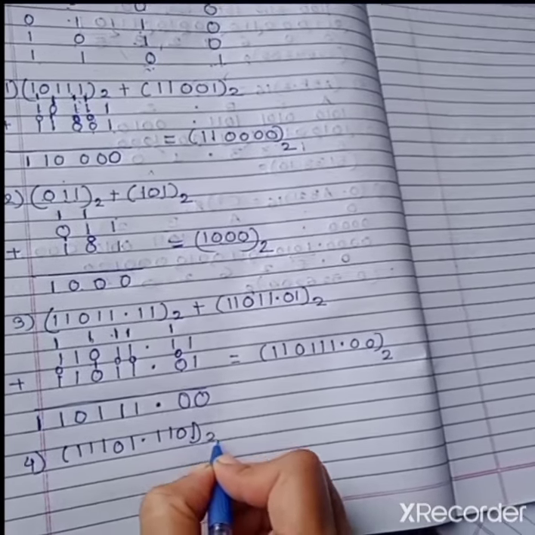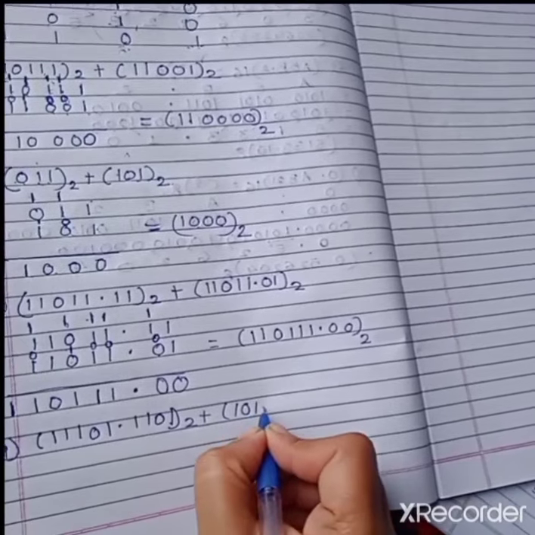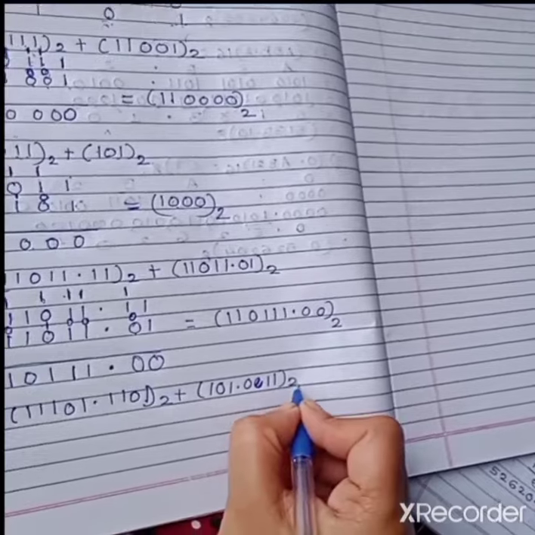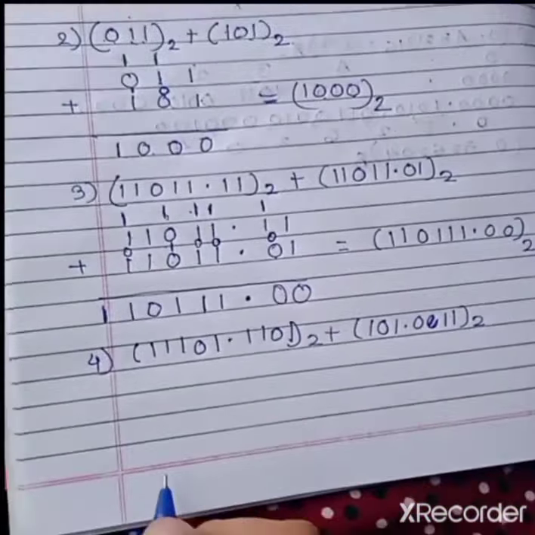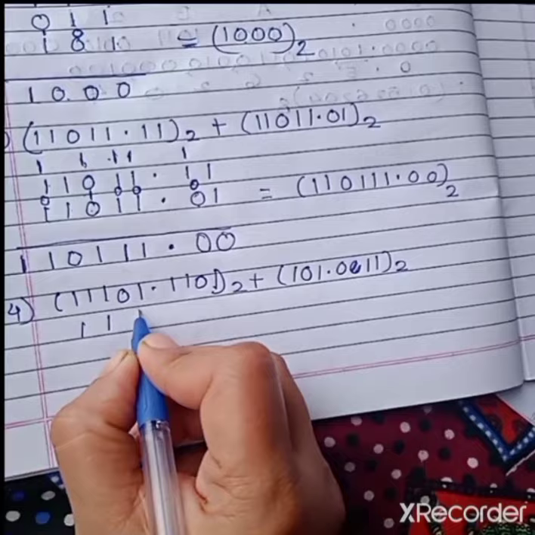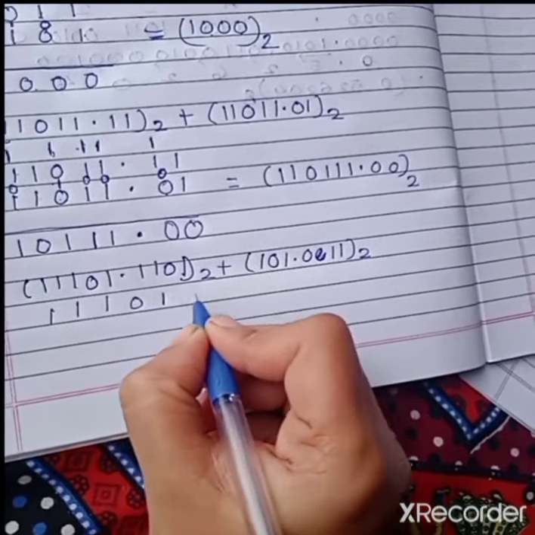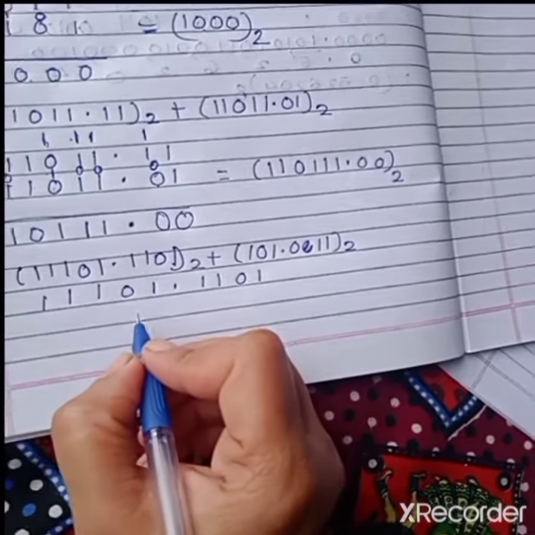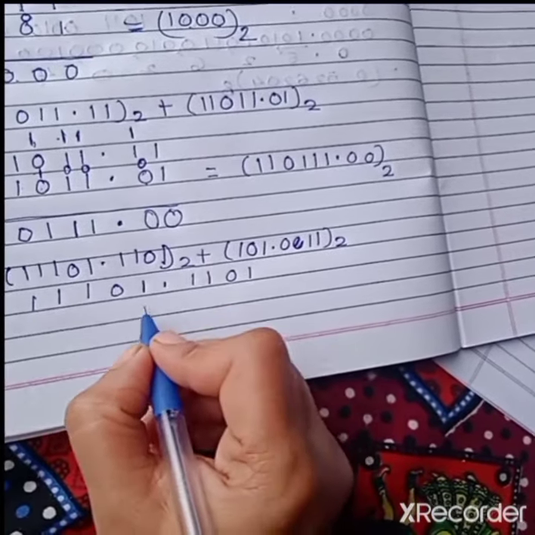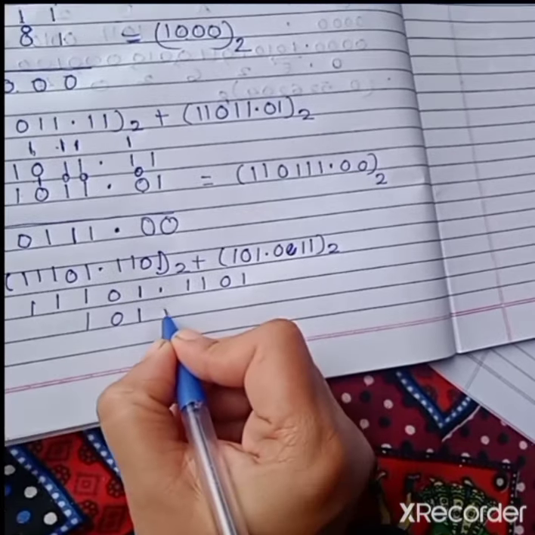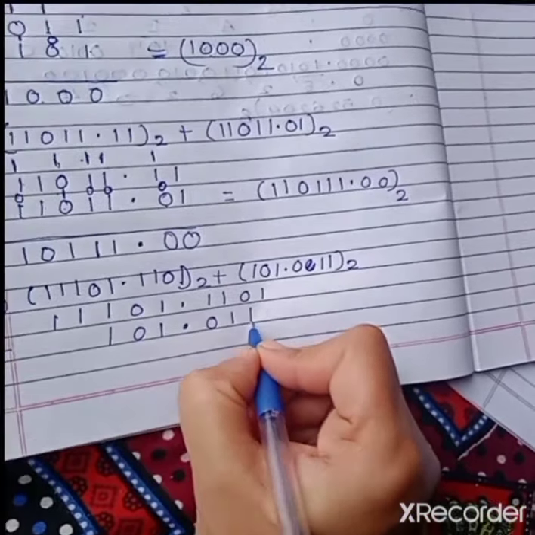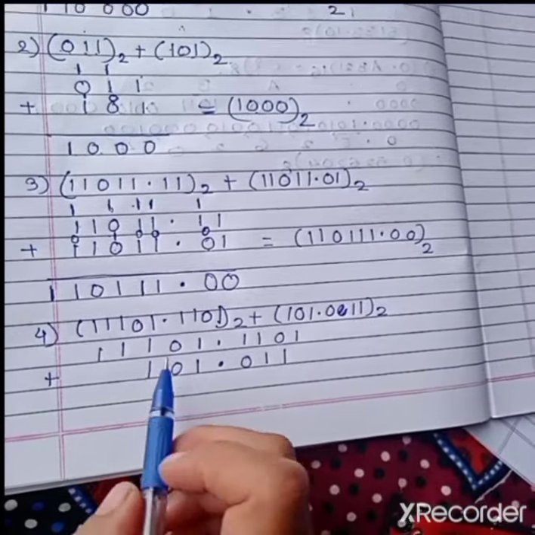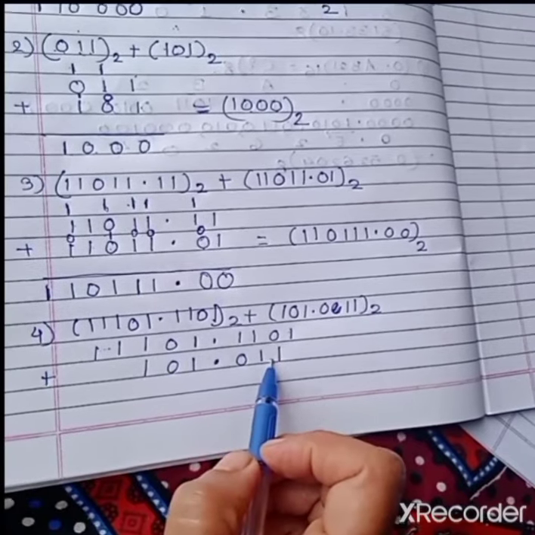1101.1101 plus 101.011 to the base 2. Now we'll write 1101.1101 plus 101.011. Now you can see there are unequal bits in A part and B part.